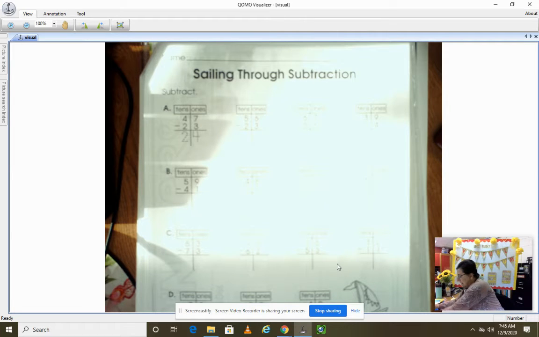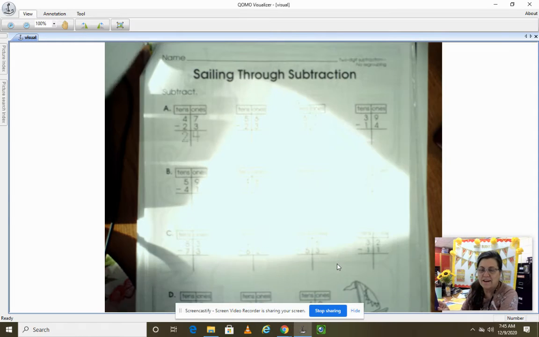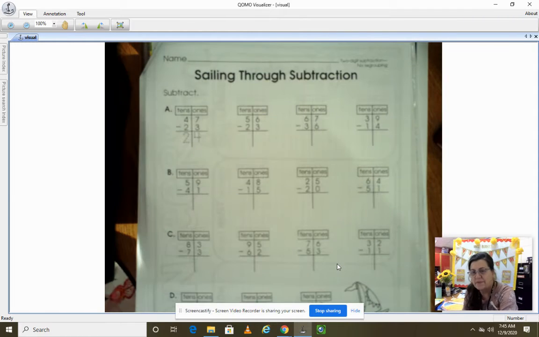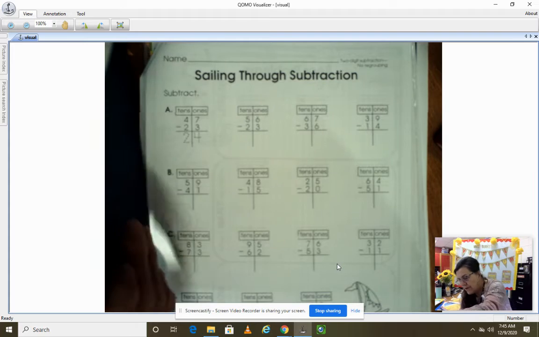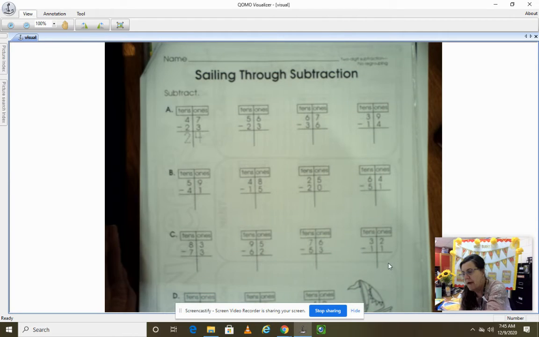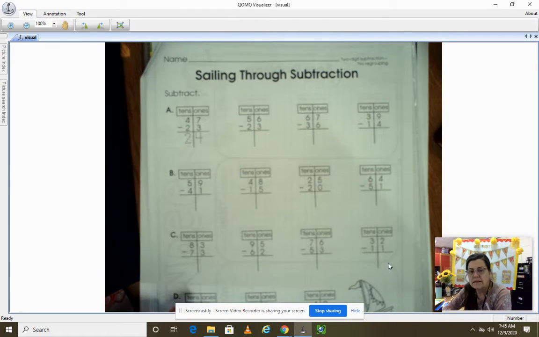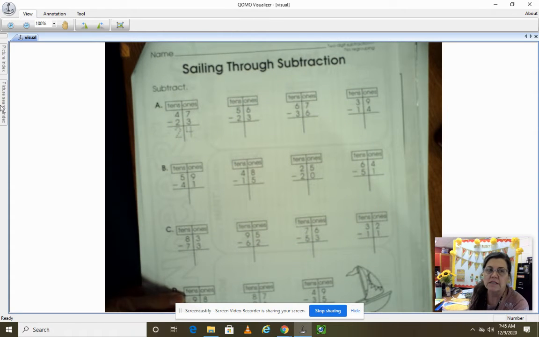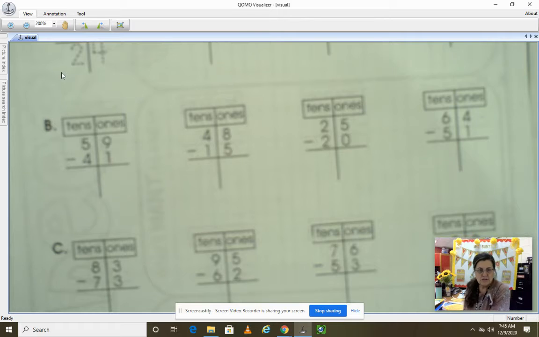I need to get my sunblock thing up. My window's glare is on our paper here real quick. Sorry about this.